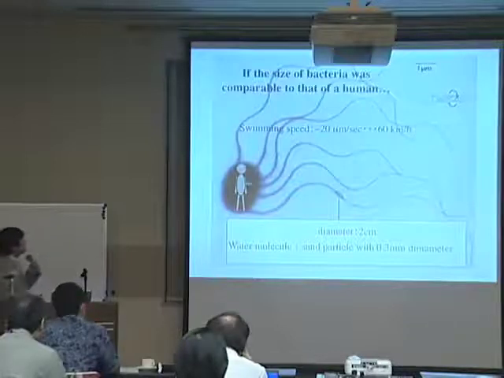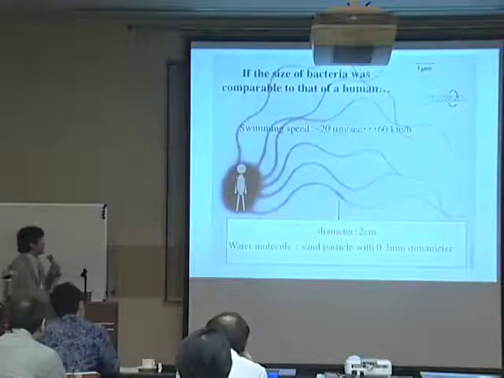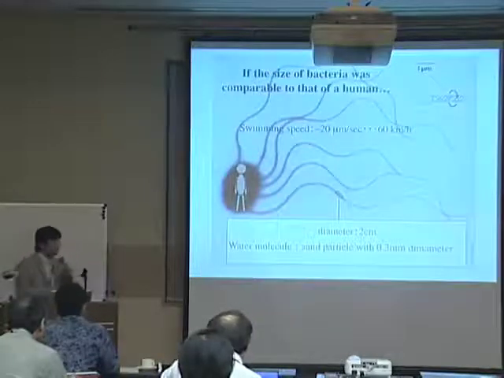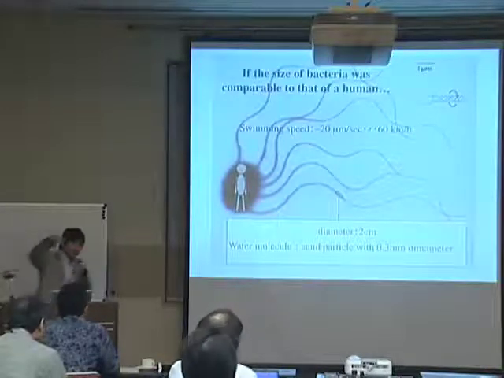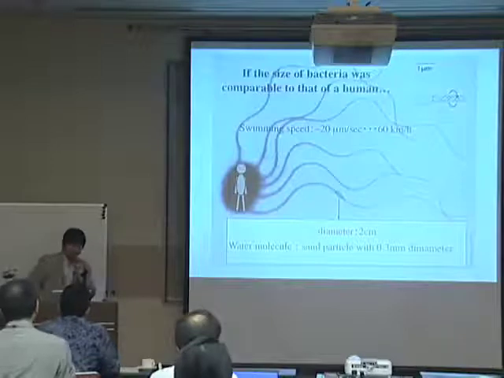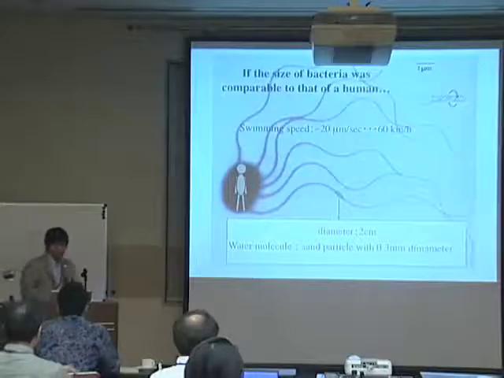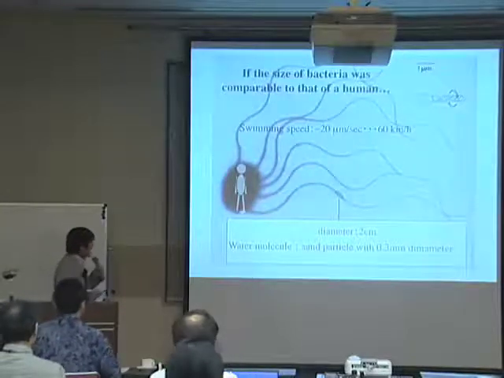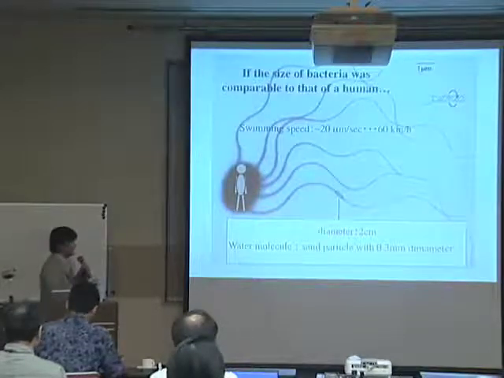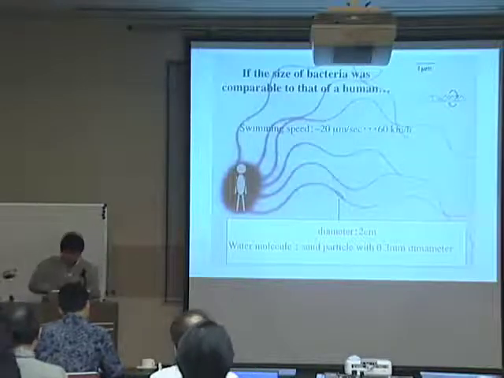The swimming speed is 20 micrometers per second. If the size of the bacteria were the human torso, the swimming speed would be about 60 km/h. Then the bacteria suddenly stop and change their swimming direction. Because they live in highly viscous conditions at this size, the contribution of inertia is very low. So they swim very smoothly, then suddenly stop, and swim in the other direction.